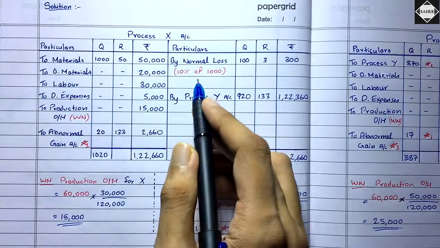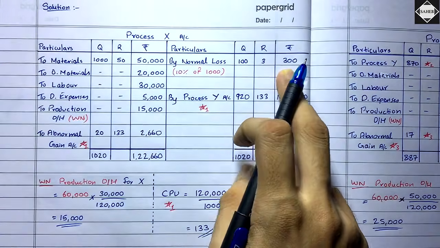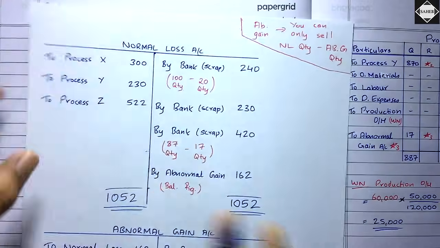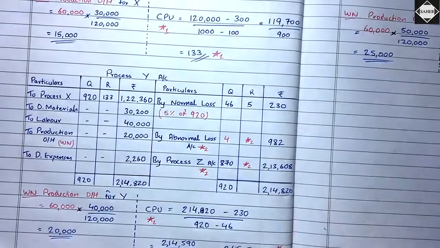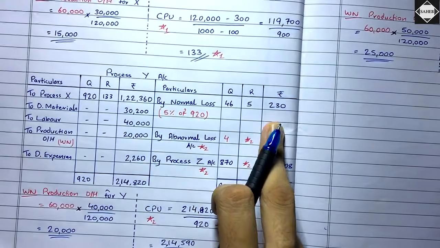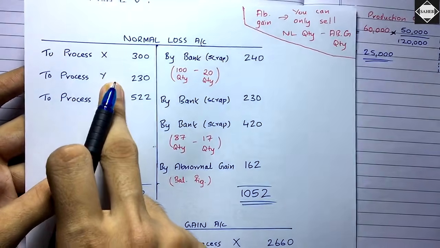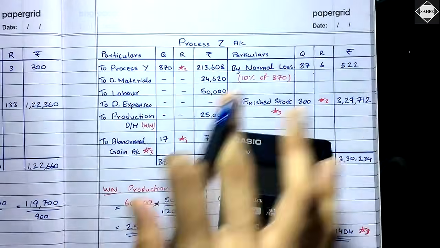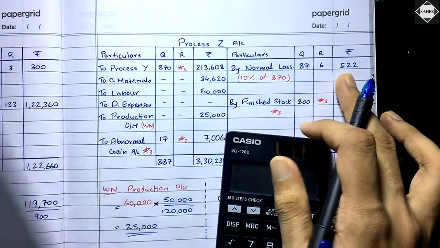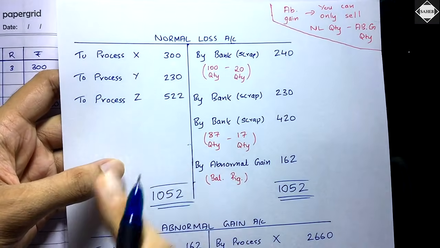See, in process X we have normal loss 300 on the credit side, so you take it on the debit side to process X, 300. Simple as that. Then in process Y we have 230 on the credit side. Take that on the debit side to process Y. You all know this, just cross postings. Then in process Z we have 522 on the credit side, so take it over to process Z, 522.